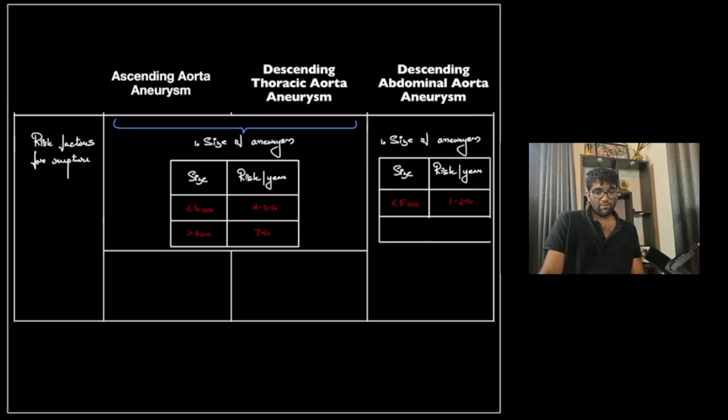In case of the descending abdominal aorta, the size cutoffs are slightly different. We have less than 5 centimeters with a risk of 1 to 2%, more than 5 centimeters with a risk of 20 to 40%. So more than 5 centimeter lesions affecting the descending abdominal aorta are the most likely to rupture. Again, in ascending aortic aneurysms, pain can be a marker of impending rupture. Similarly, in descending abdominal aortic aneurysms, pain can be a marker of impending rupture. The same one-to-one association is not there with descending thoracic aortic aneurysms.